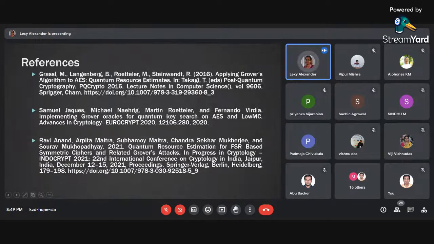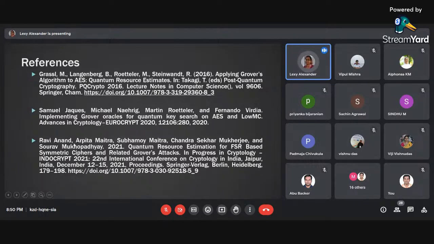And this is the paper by Grassl et al. This is the first paper where Grover was applied to AES. It came in PQCrypto 2016. And this is the latest update by Samuel Jacques et al. on the Grover attack on AES, and they also consider the low MC. It came in Eurocrypt 2020.